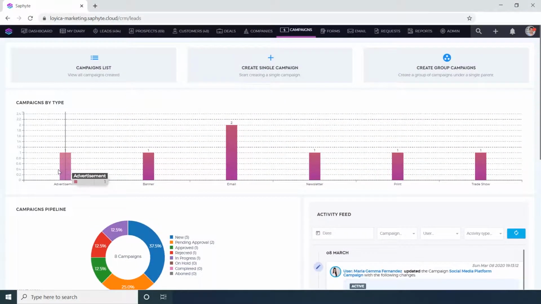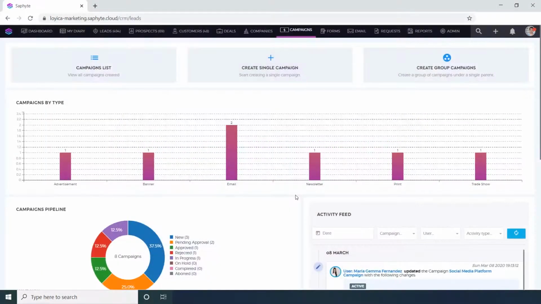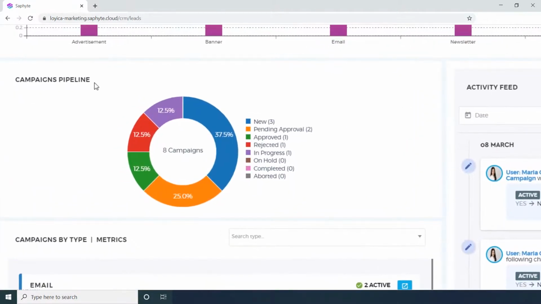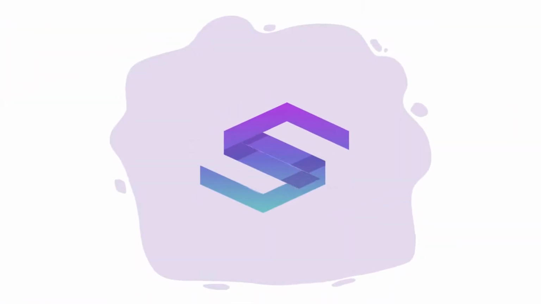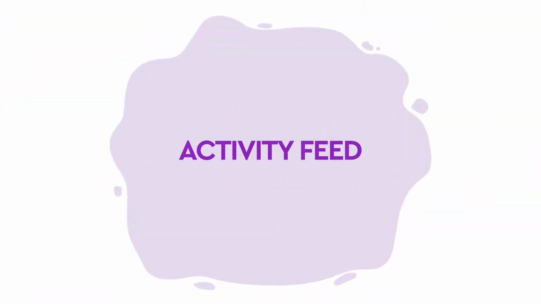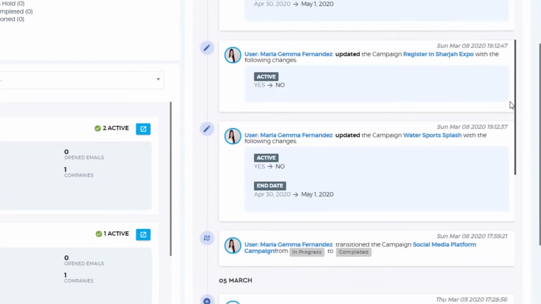The Campaigns by Type shows each type of active campaigns running presented in a bar graph. Campaigns Pipeline allows you to readily evaluate where you stand currently in terms of stages of your sales. The Activity feed shows the activities that were done relating to campaign management.